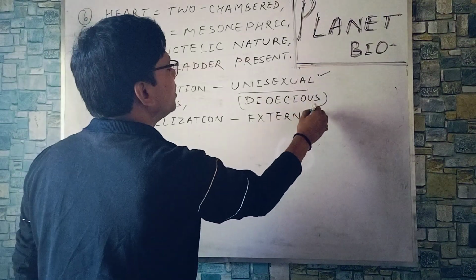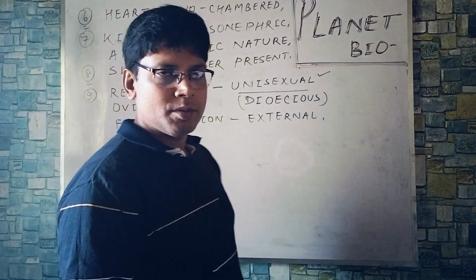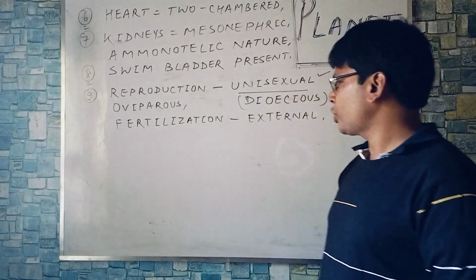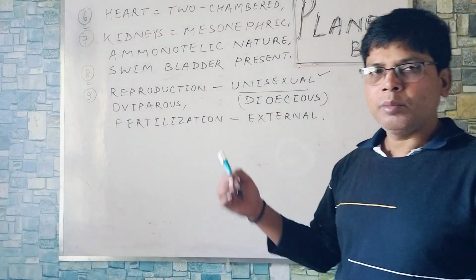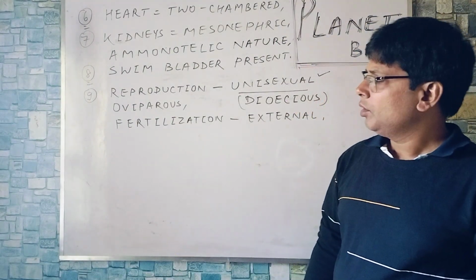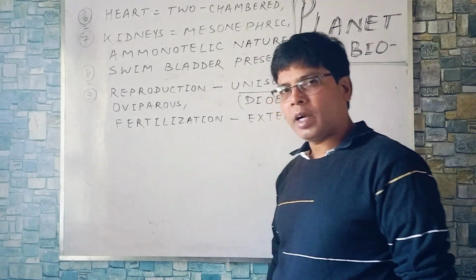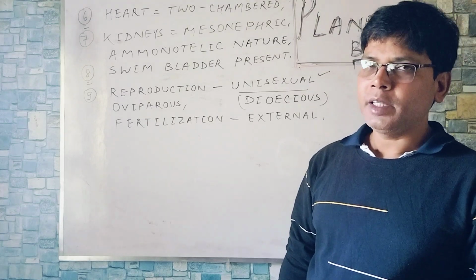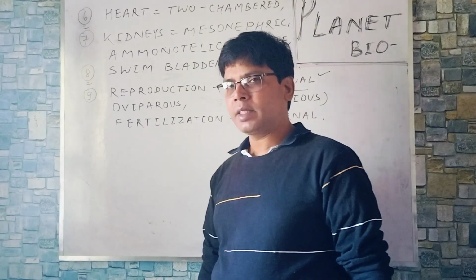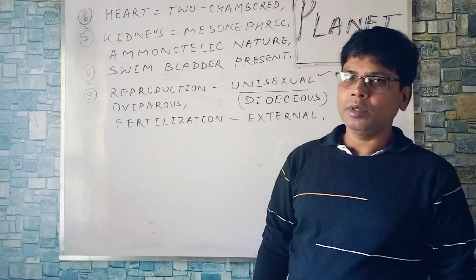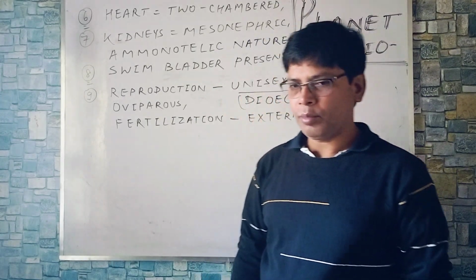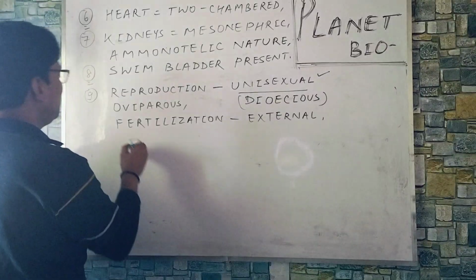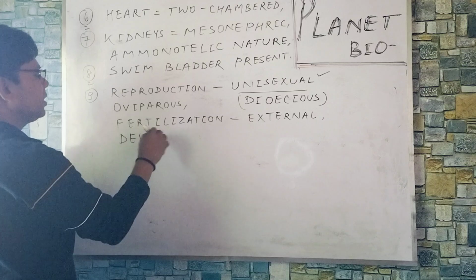Generally, it is believed that aquatic animals exhibit external fertilization, but exceptionally, you are able to study cartilaginous fishes. Cartilaginous fishes exhibit internal fertilization as their males have claspers or copulatory organs.